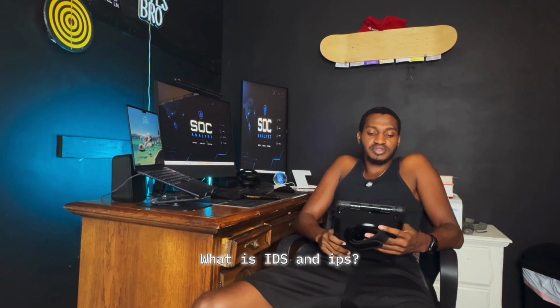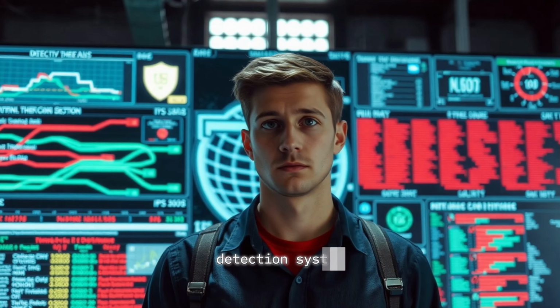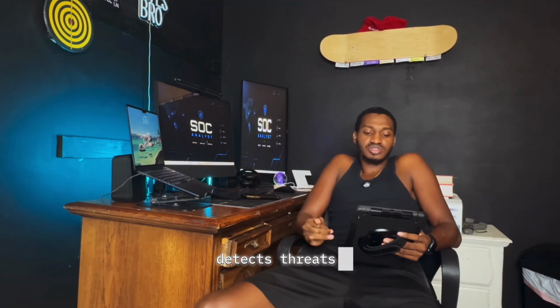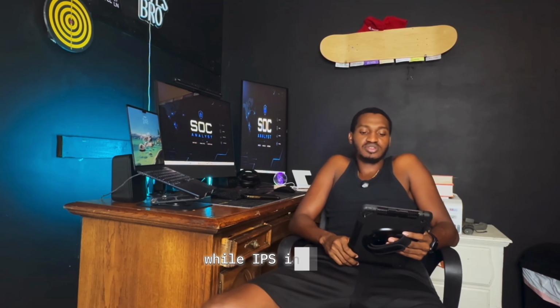Next question. What is IDS and IPS? IDS, intrusion detection system, detects threats, while IPS, intrusion prevention system, can block or prevent them. So for example, we have tools like Snort. It's an IDS, intrusion detection system. Suricata, or something like that, is both an IDS and IPS system.